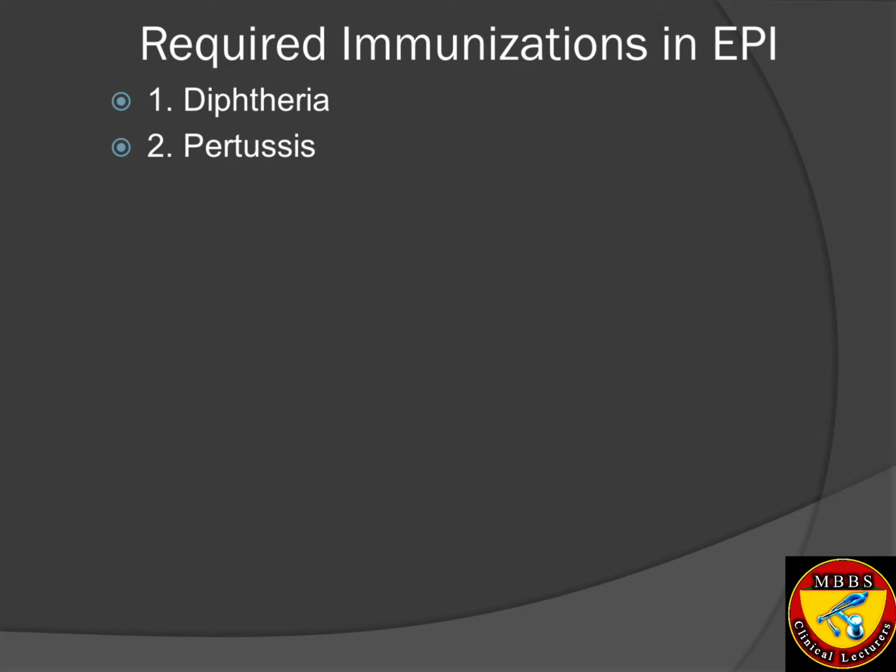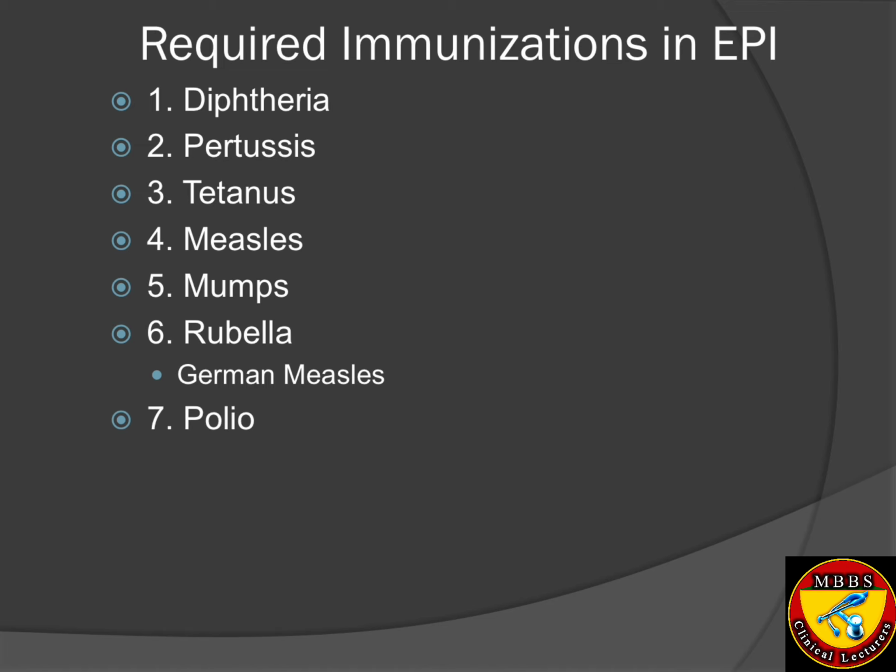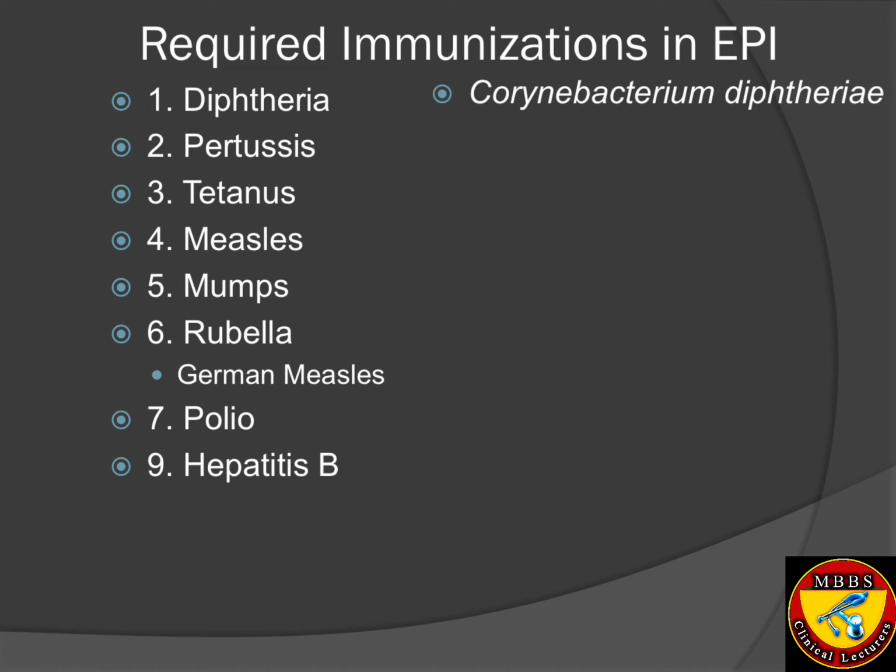And this is part of the required immunization of the EPI. EPI is the Expanded Program on Immunization, which is given to every child in the first year of life after birth. These immunizations comprise diphtheria, pertussis, tetanus, measles, mumps, rubella, and polio. All these are part of EPI. But out of these, which are toxoids? Toxoids are diphtheria and tetanus. The others have different molecular structures which are used for immunization.